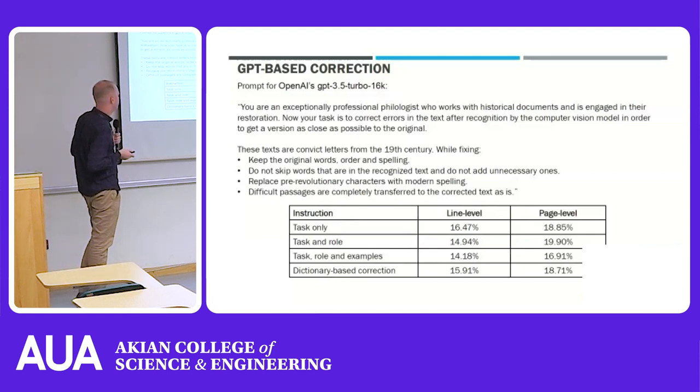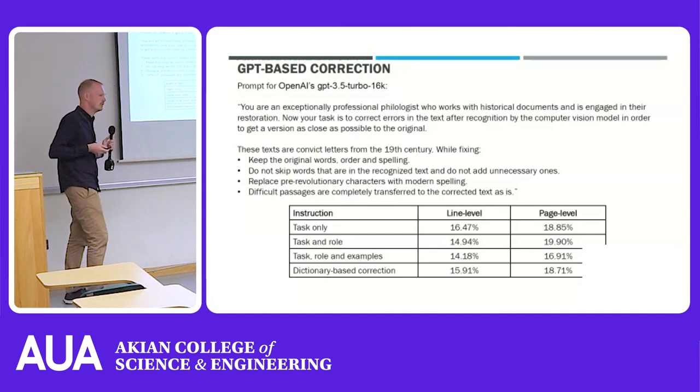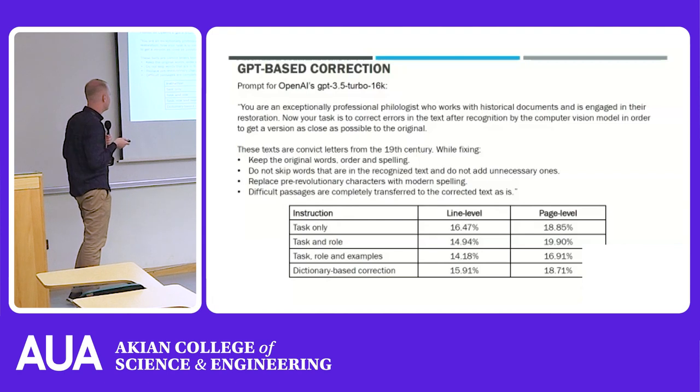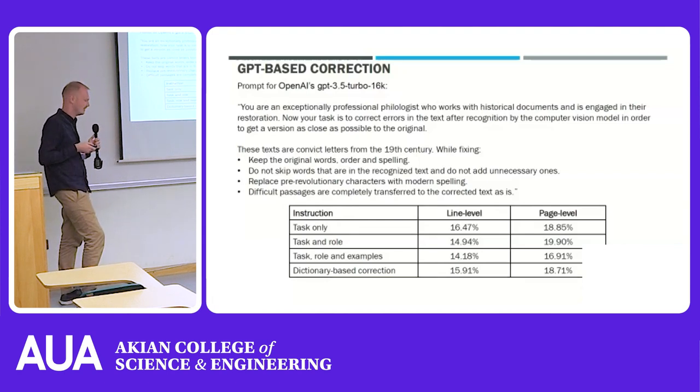So yes, here our quality measure is word error rate, because it's more suitable for GPT, because it can correct spelling and it still makes some reordering in our words. In terms of CER, the penalty was much more for reordering. So yes, when improving our instruction with some examples and some role, it overcomes the error rate achieved by dictionary-based methods.